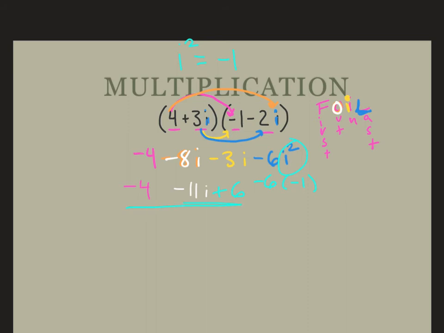So now here, do we have any more like terms that we can combine? Awesome. That negative 4 and positive 6. So what's negative 4 plus 6? 2. And then what comes next? Negative 11i. So our final answer is 2 minus 11i.